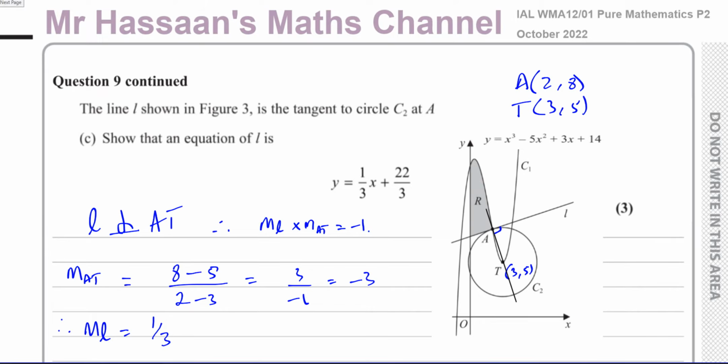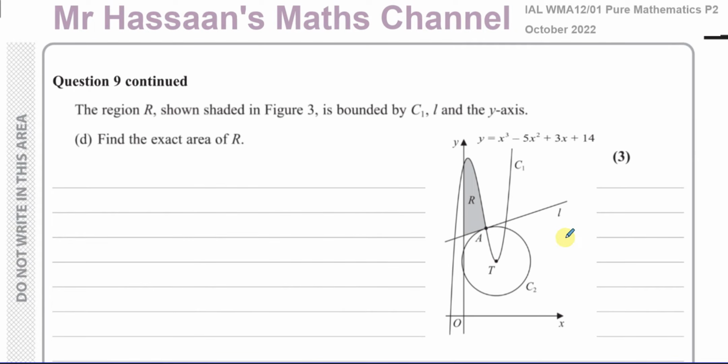Now for part D. It says the region R shown shaded. We know the coordinates of A were (2, 8), and the coordinates of T were (3, 5), and the equation of the line was y equals 1/3 x plus 22 over 3. The region R shown shaded in figure 3 is bounded by C1, L, and the y-axis. Find the exact area of R. So it's bounded by these three lines, and what I need to do is find this area here.